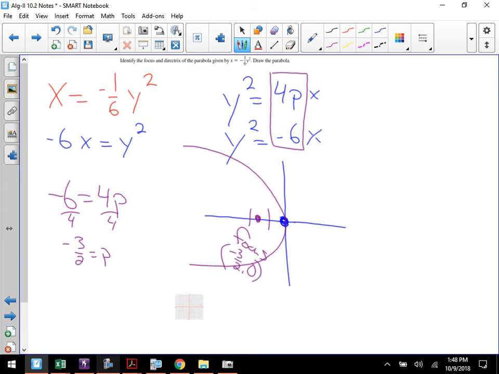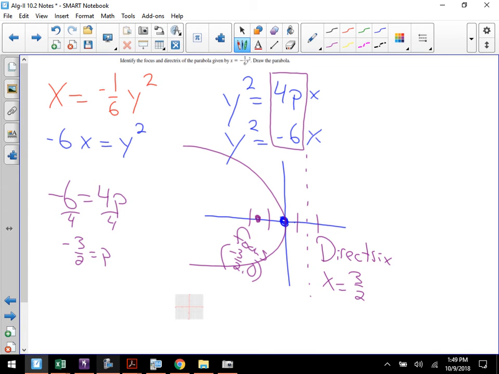Not yet. The plot specifically will be when we have a vertex at -2 and 4. Where does the directrix go then? 3/2 the other way. How do you write the equation of a vertical line? X equals, so the directrix is at x equals 3/2.